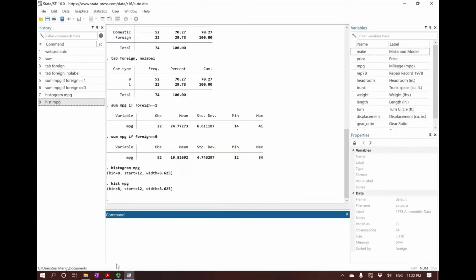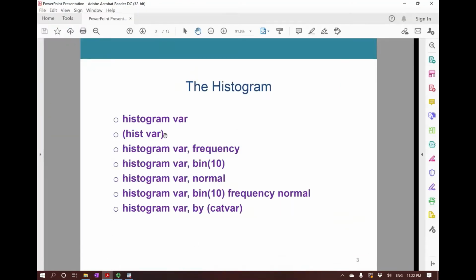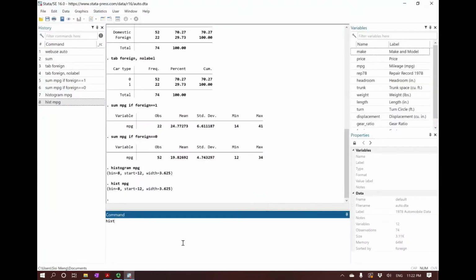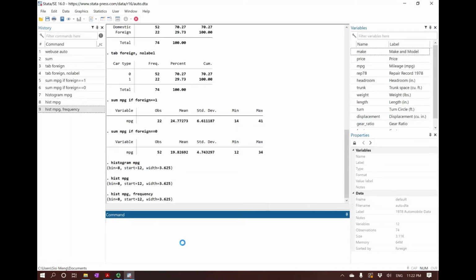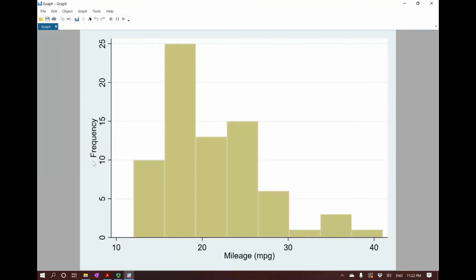Okay. We do have some options here. For example, in the default histogram, you have the density on the vertical axis. If you'd like to show frequency, then you can use the option frequency. You can also override the default and arbitrarily assign the number of intervals. That option is called bin and then the number. So for example, we can do histogram MPG, comma, frequency. So now on the left-hand side, you have frequency.